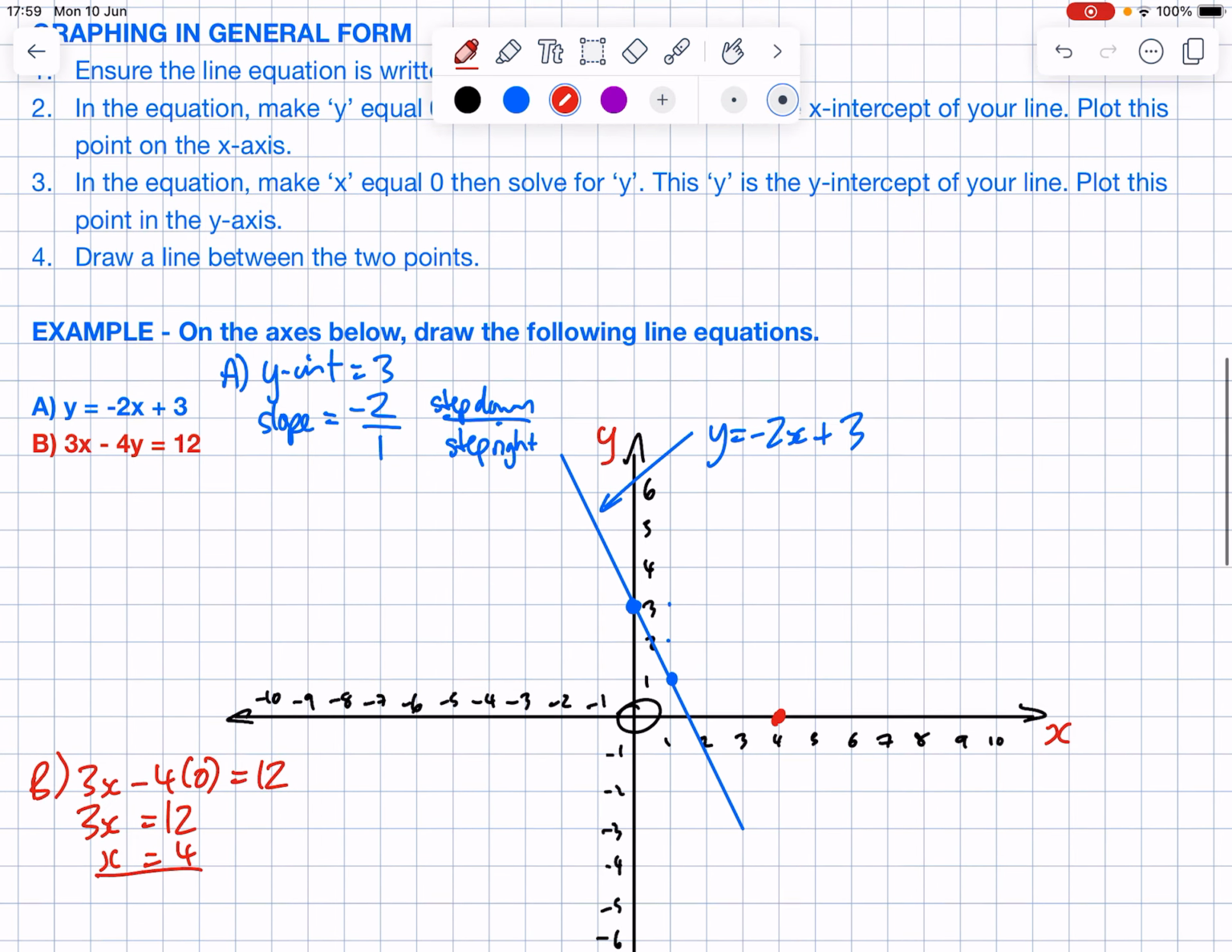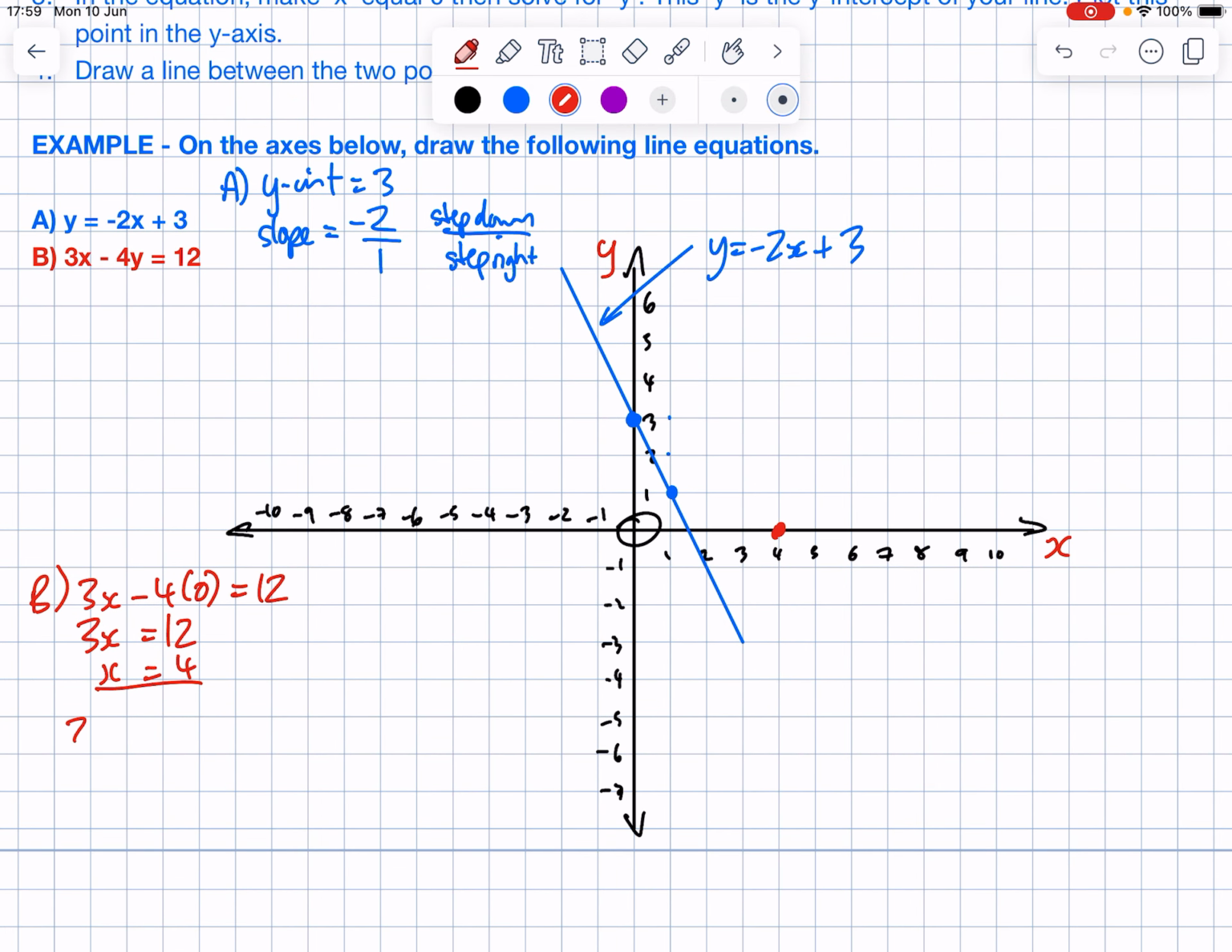So in the equation, make x equal 0, then solve for y. So 3 lots of nothing, take 4y is equal to 12. 3 times 0 is 0, so you have negative 4y left over. Negative 4 is multiplying y, so the opposite of that is dividing by negative 4, which is going to give you 12 divided by negative 4, which is negative 3. y is equal to negative 3.